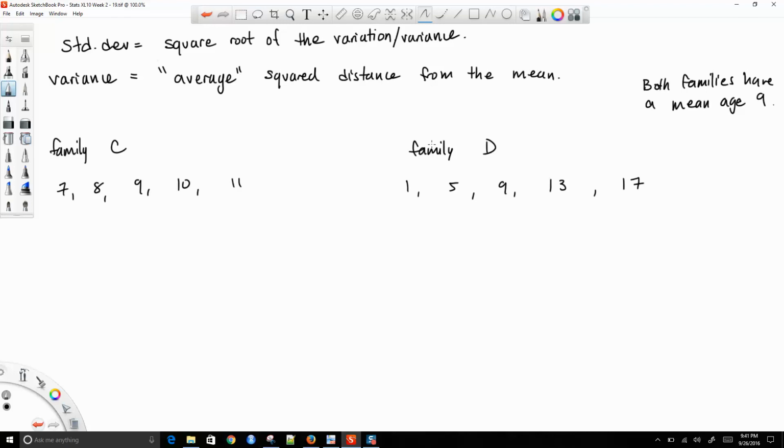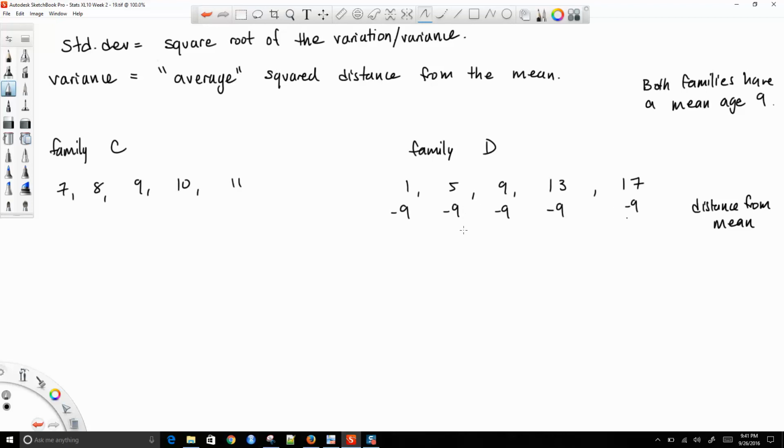Well, let's figure out the numbers here. We figured out the mean. How did I do the mean? We just add them up and divide by 5. Here we want the average squared distance from the mean. So first I'm going to find the distance from the mean. How do we find the distance from a value, 1 to 9, 9 to 17? I'm just going to subtract 9 from each of these values.